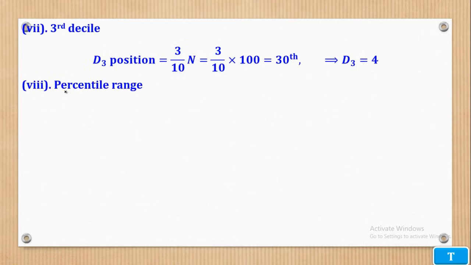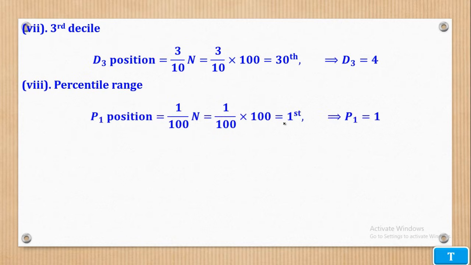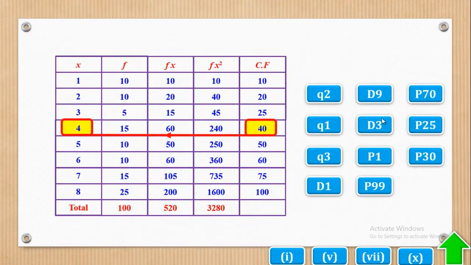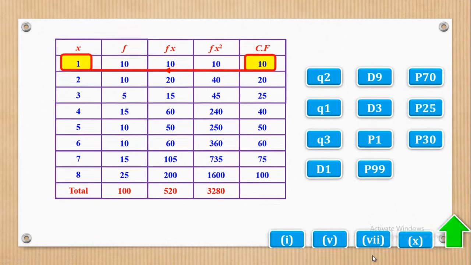So now we shall go to Roman 8, which is percentile range. So percentile range is P99 minus P1. So P1 position is 1 over 100 times n, and that gives you 1. So we shall look for 1 in our, this is the position, so we shall first look for it in our cumulative frequency column. So we shall first remove this and locate our P1. P1 is enclosed in this because before it is 0 or nothing. Therefore the corresponding value of x is 1, meaning that our value of P1 is 1.